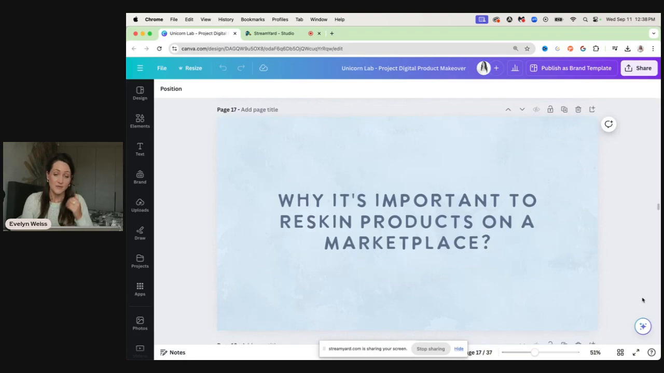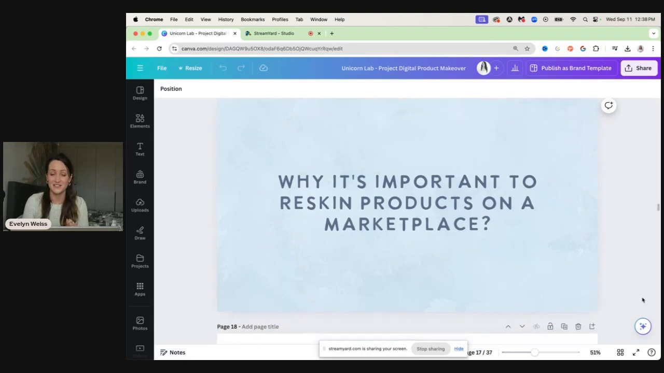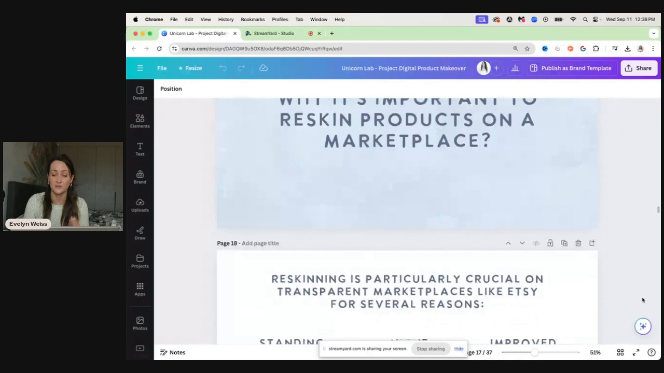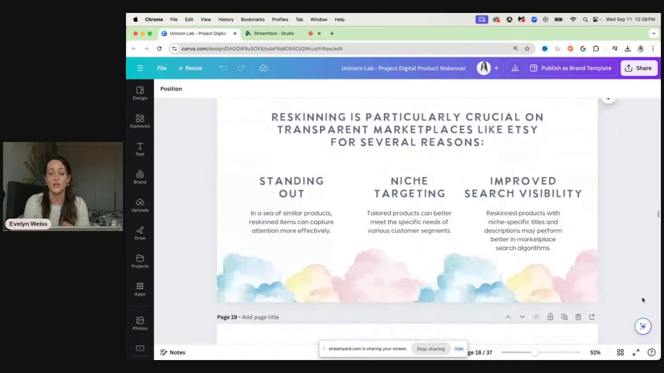Now, I think I already shared a little bit why it's important to reskin on the marketplace, but let me quickly drive it home. You would want to be where the money is. At the same time, you need to find a way to stand out there. This is why you would want to target niches within areas where there is already demand. That will improve your visibility in search. So when people are searching for products and you have a highly customized, gorgeous product, you'll stand out.